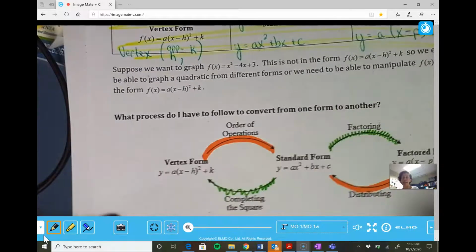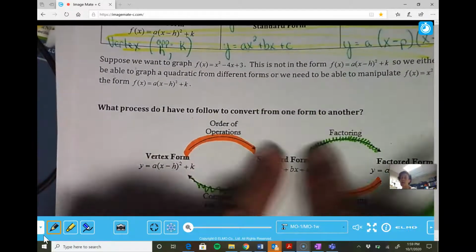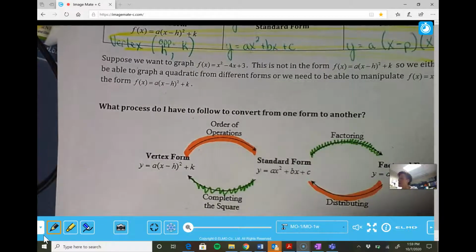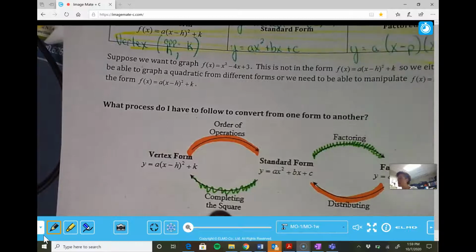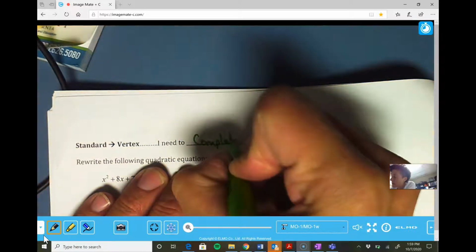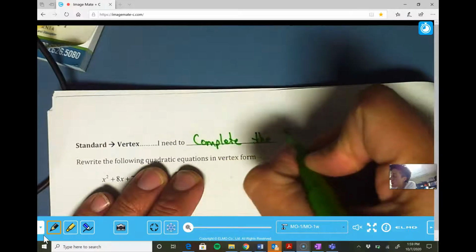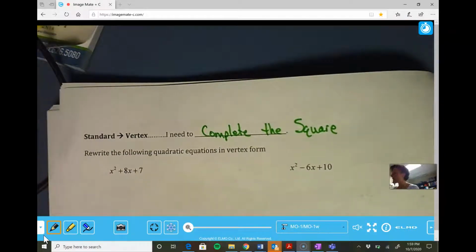So of this highlighting, the stuff in green is definitely more important than the orange, although they're still all important, okay? So to go from standard form to vertex form, in your freshman year, you talked about completing the square. So back on page 10, let's go over that. All right, so again, to go from standard form to vertex form, we need to complete the square. And this is one thing that I don't think any teacher can do differently. We all tend to do this the exact same way.